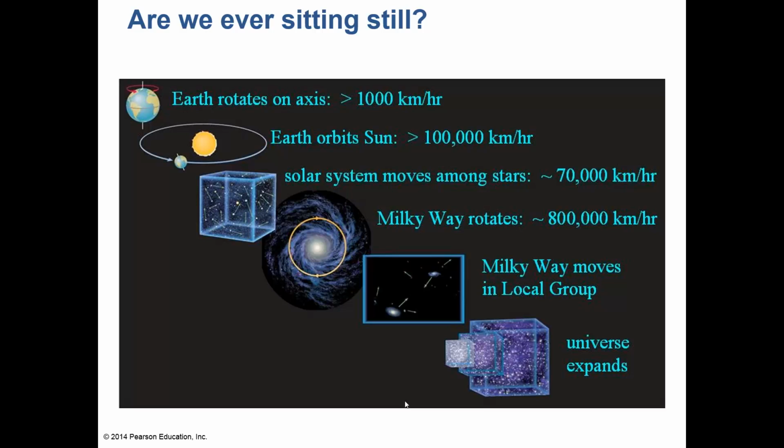So here's the motions. Earth rotates on its axis. Earth orbits the sun pretty fast. The solar system moves around other stars pretty fast. The Milky Way rotates pretty fast, 800,000 kilometers an hour. The Milky Way moves through our local group, and the universe expands.